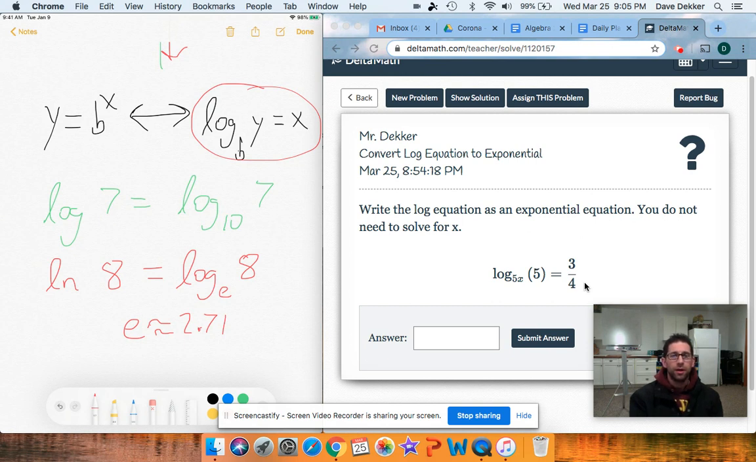In green there, when you see any sort of question that just has log of 7, there's no base there, it's understood that the base is 10. It's called a common log. So we might even want to jot that down. Okay, this is a common log. Okay, and if you see ln, that stands for natural log.